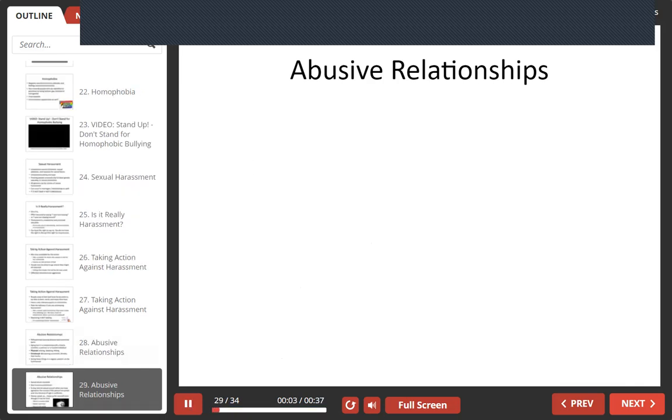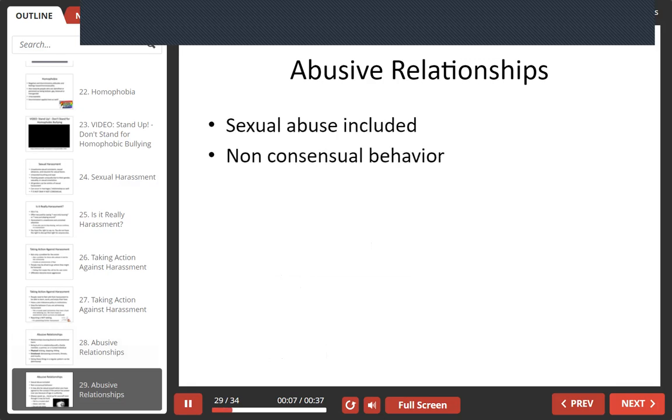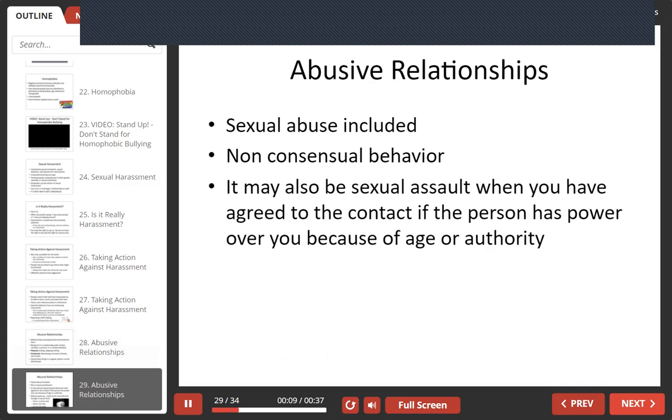This can also include, as we said before, sexual abuse, non-consensual behavior essentially. And it may also be sexual assault when you have agreed to contact if the person has power over you because of age or authority. So if a 14-year-old girl consents to a 21-year-old guy, it is still harassment. It is still considered to be rape.